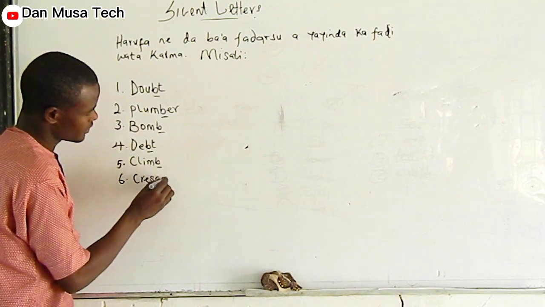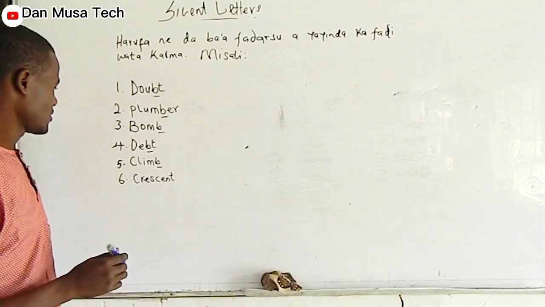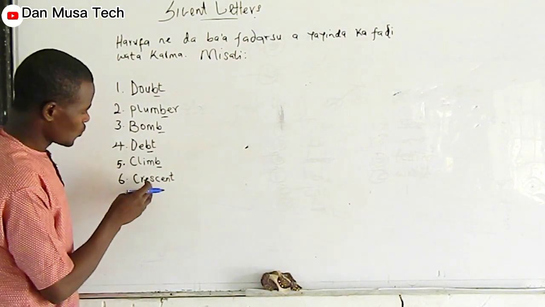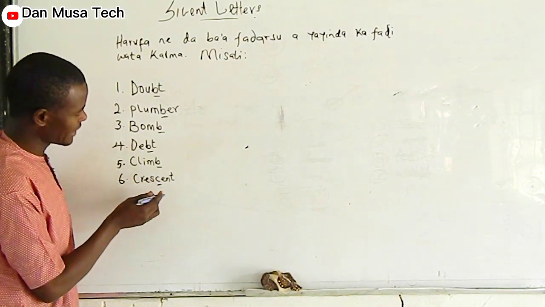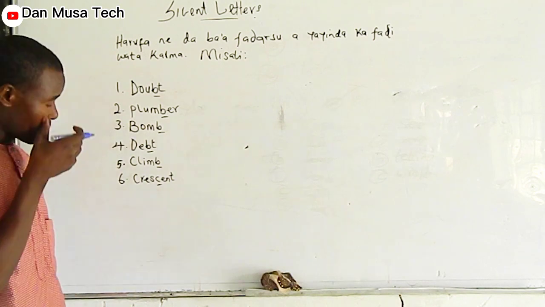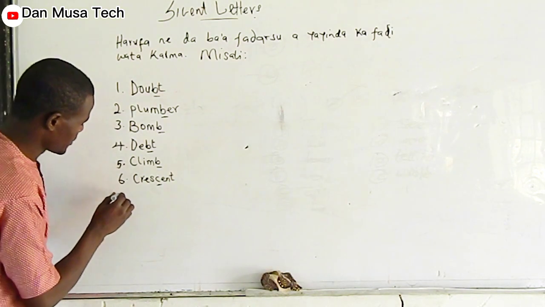C-R-E-S-C-E-N-T. Crescent. This C is silent. It's not being pronounced. And the word sin. Number 7.